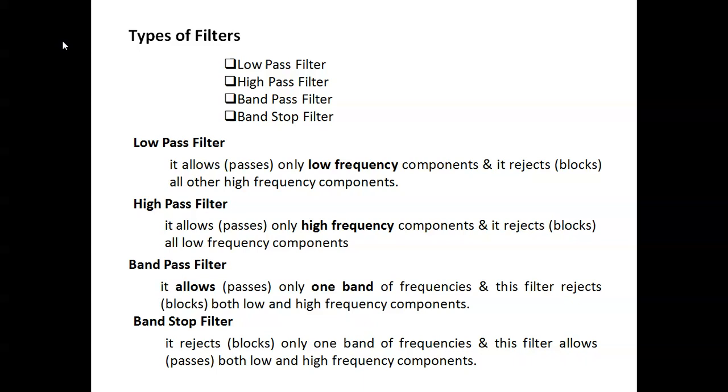So what about the band pass filter? The band pass filter only allows the desired bandwidth. That means only the particular bandwidth is allowed. The remaining frequencies, whether low or high, are rejected by the band pass filter. The band stop filter is the opposite of the band pass filter. It rejects the particular band and allows the rest of the bands. That is called a band stop filter. These are the types of filter in DSP applications, digital signal processing.